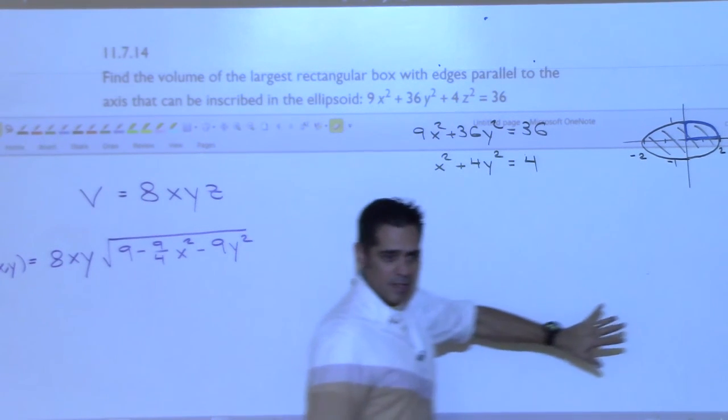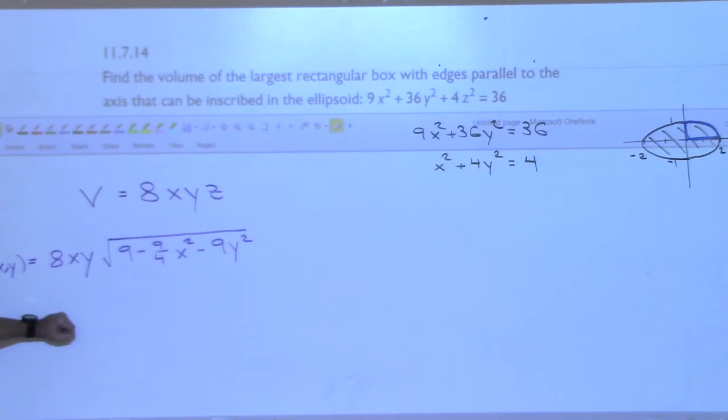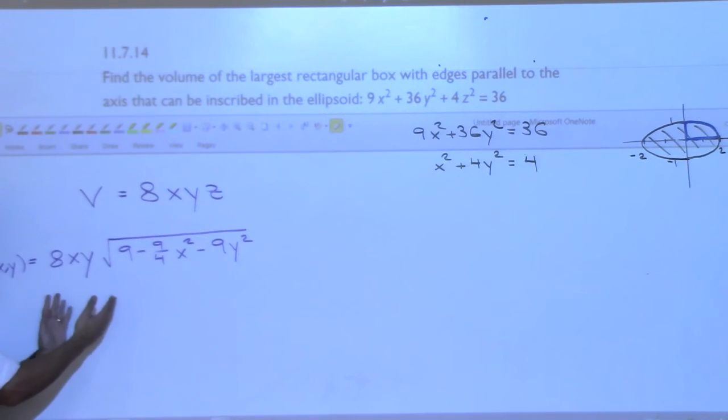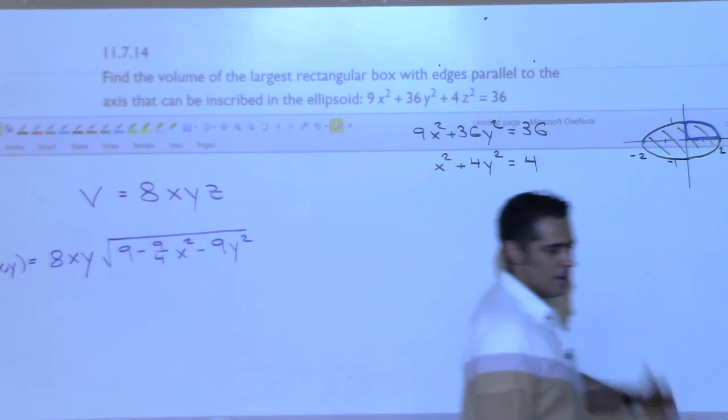This is a tedious problem. Can you tell it's tedious? We're not going to do it. But can you see how this would be bad? I mean, just the derivatives themselves would suck. Next section, we'll be able to do this in a snap. Well, not a snap, but a snap compared to this.